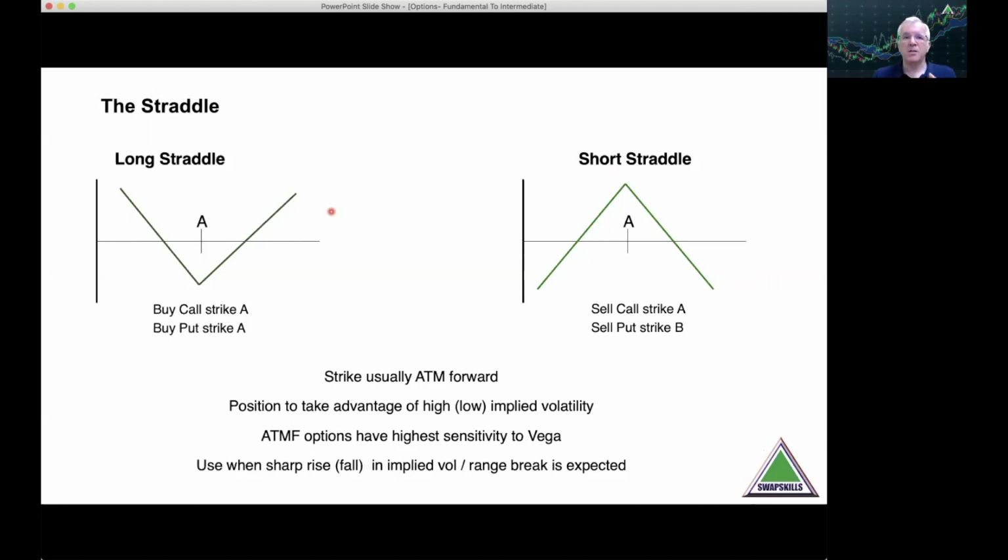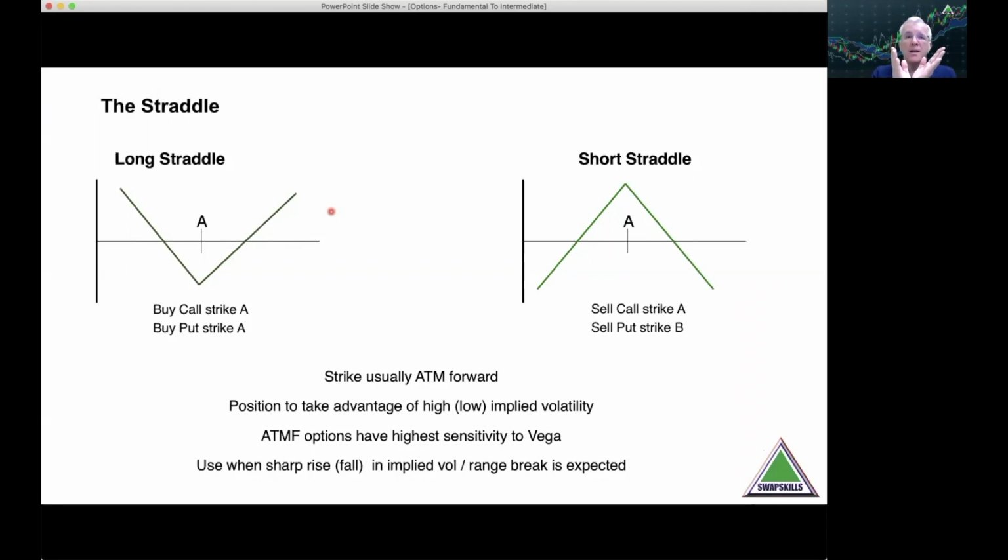So to get the best of both worlds, you do two things. You buy a call option, so you benefit if the market goes up, and you buy a put, so you benefit if the market goes down.